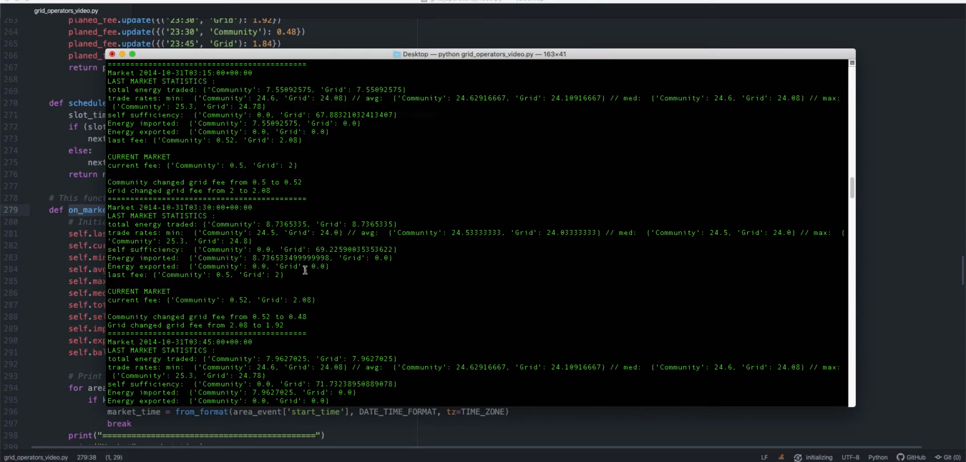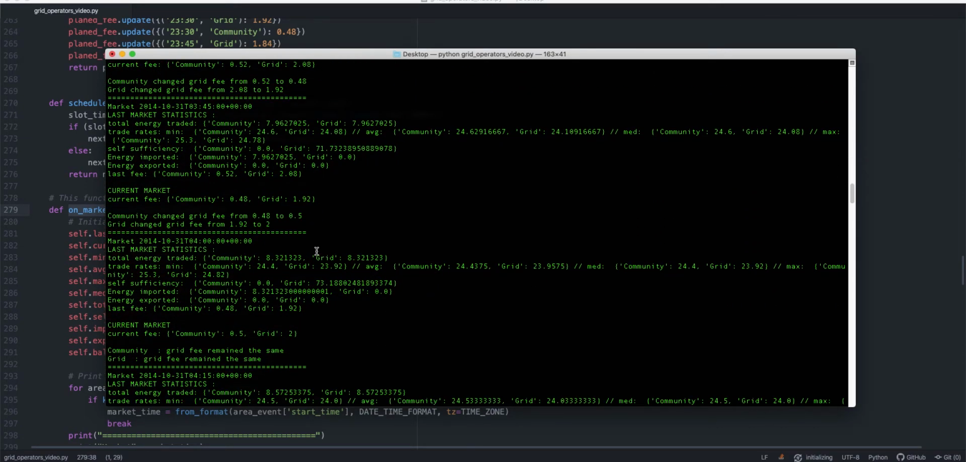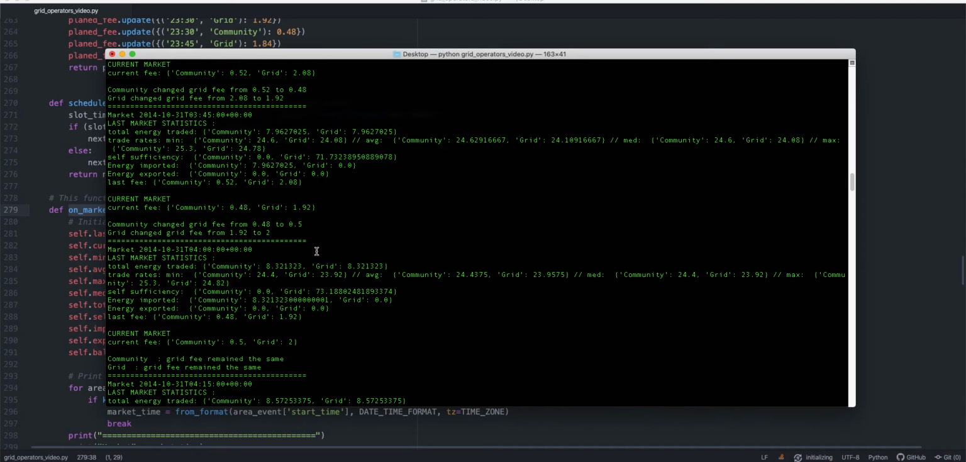This function is triggered every market slot. As you can see, it allows you to build smart strategies. Here I'm only using a time of use that doesn't react to the condition of the market, but it is possible to build a model that would predict the total demand of the community and the total generation, and based on that react with a much smarter grid fee in order to incentivize the trading agents to reduce the peaks, or for instance for performing some demand side management services.